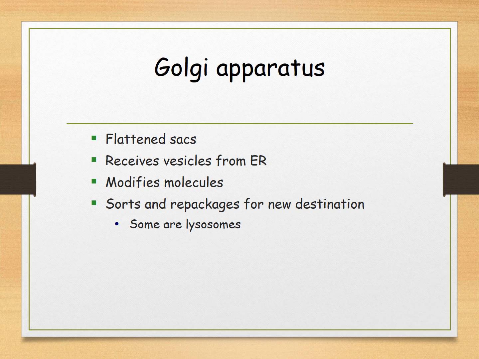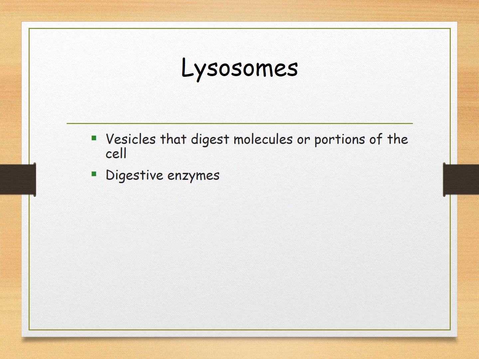And some of these vesicles are known specifically as lysosomes. Lysosomes are specialized vesicles that can digest molecules or portions of a cell. They might be digesting portions of the cell that are not functioning properly. And the idea is to try to recycle some of the cellular components. So lysosomes are vesicles that contain digestive enzymes, enzymes that are able to break down molecules.